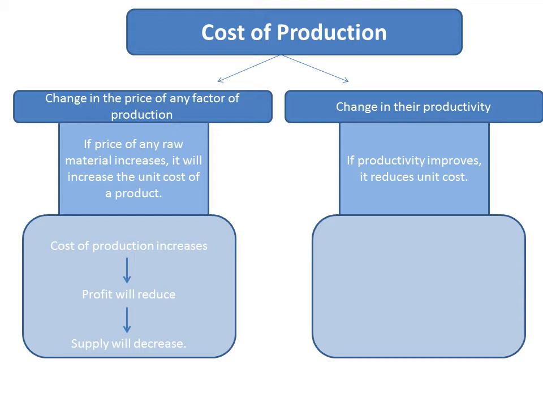When the productivity improves, it will increase the supply. When the productivity improves, the unit cost will reduce. For example, say the labor was producing 100 units in the last month and now he is producing 150 units due to efficiency, we will be paying the same salary. So unit cost will be reduced. Therefore, the cost of production will decrease because the unit cost has reduced. So the profit will increase, and the supply will also increase.